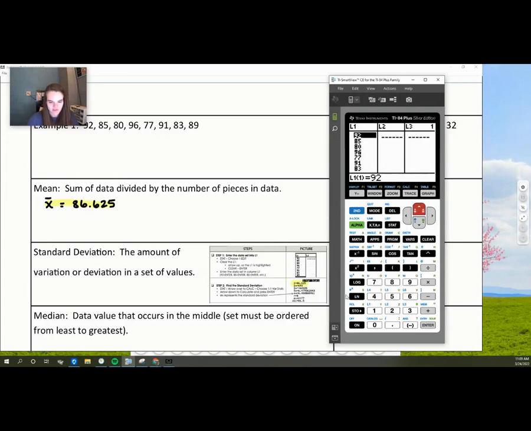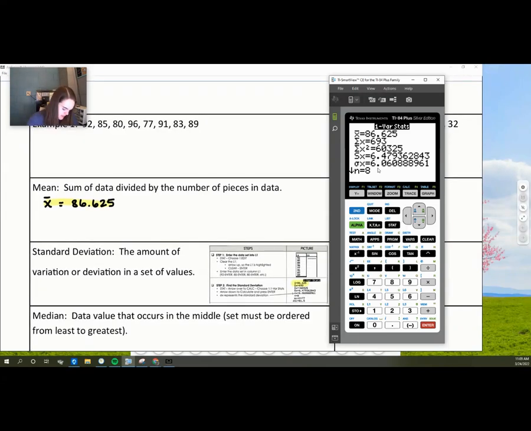Step 2, find the standard deviation. We're going to press stat, go over to calculate, and we want one variable statistics. That's what that one var stat stands for. We want that because we literally want to compute things on there. So there's our mean. X bar is 86.625. Here's our standard deviation. Okay. This is sigma. It's a Greek letter. And our standard deviation is 6.06. Okay, so that's where that comes from.